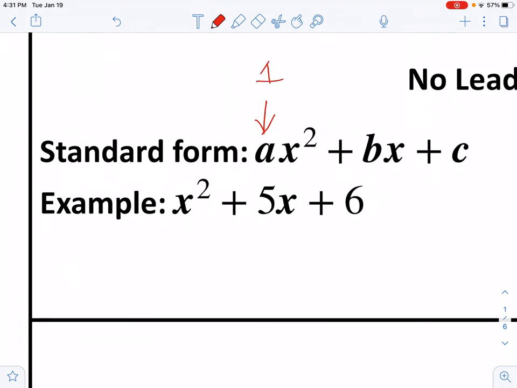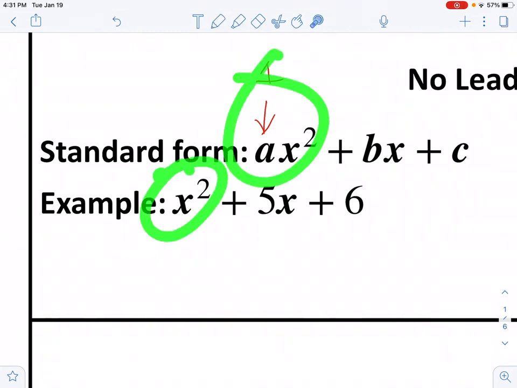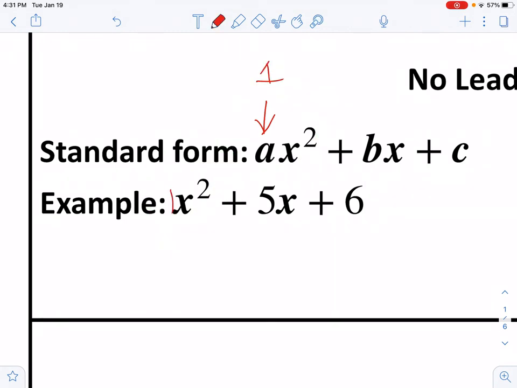So look at our example. Let's compare this to our example. This is 1x squared, but we don't really write that. So it's just x squared. And then we're going to have a number next to x, and then we're going to have a constant term, or a c term at the end there, okay?